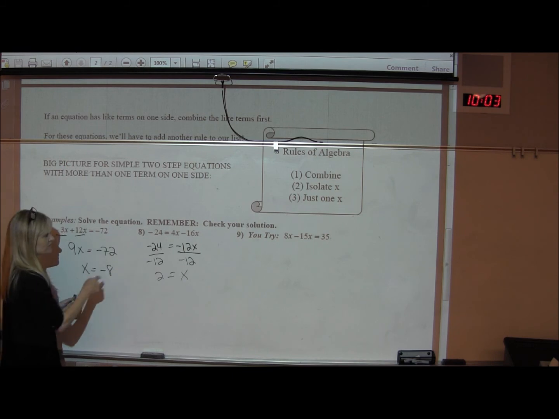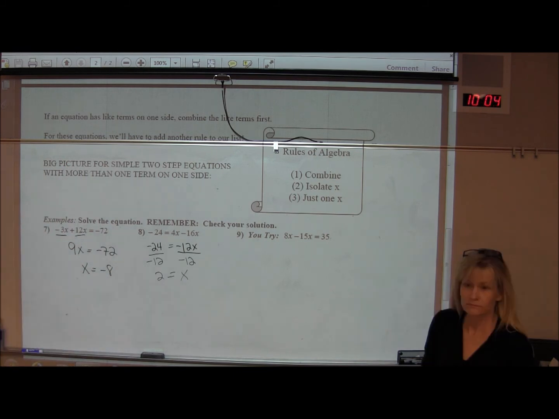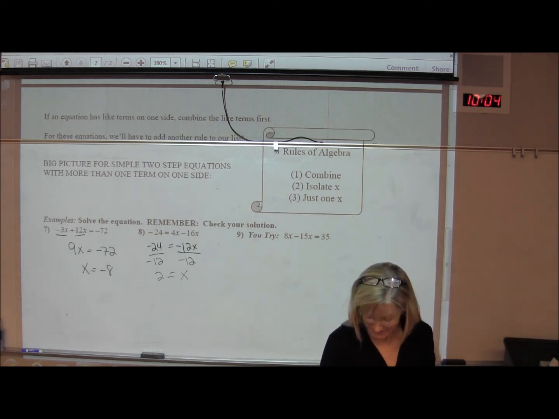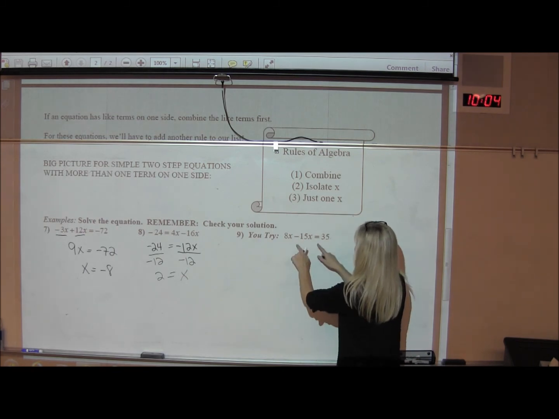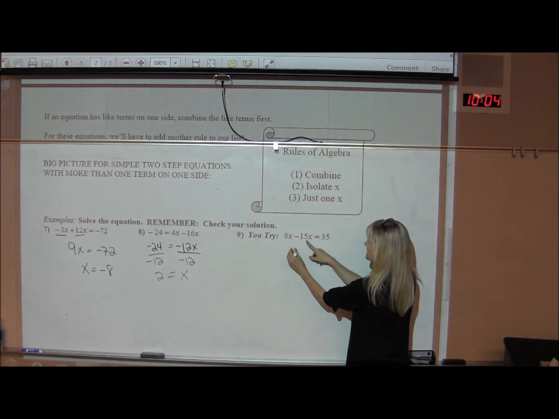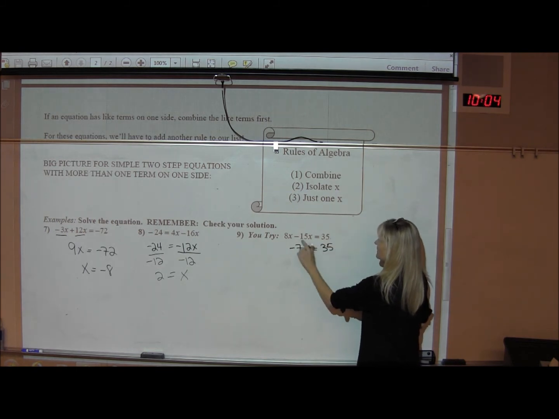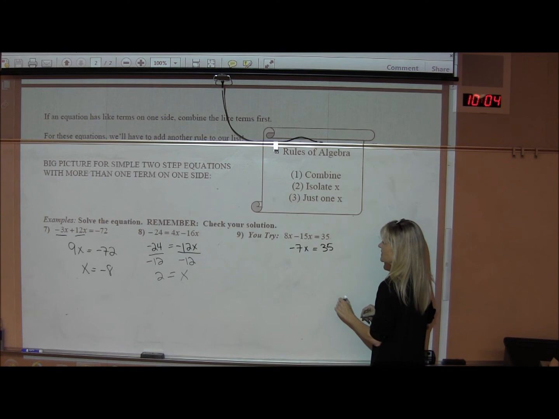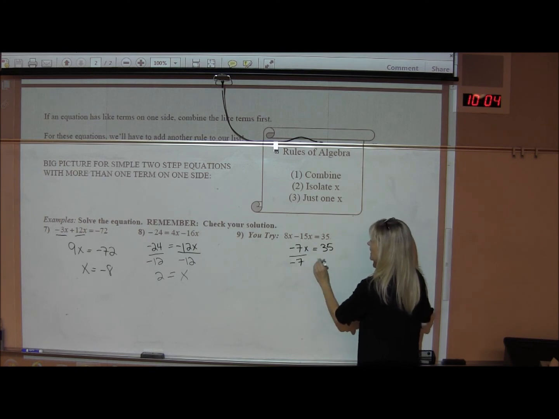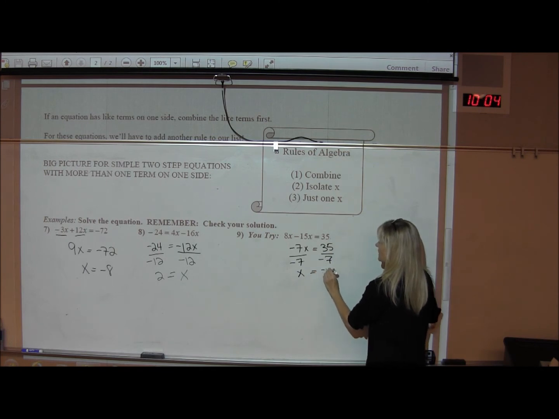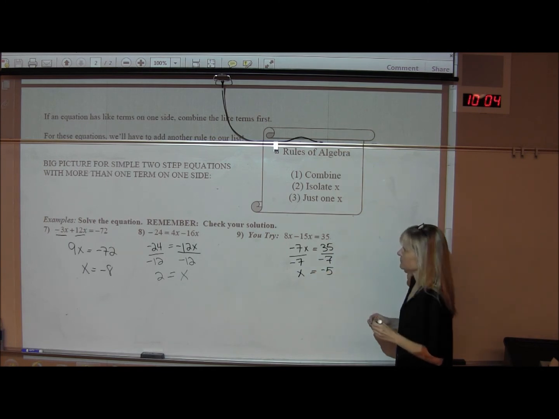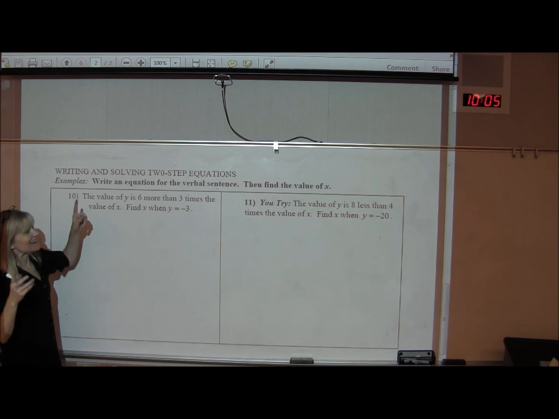Negative divided by a negative is positive. So you try it. What'd you get? 5. Almost. Negative 5. Okay. So we're going to combine these. That gives us negative 7x equals 35, right? Because 8 minus 15 is negative 7. Then we're dividing both by negative 7. So that gives us x equals negative 5.